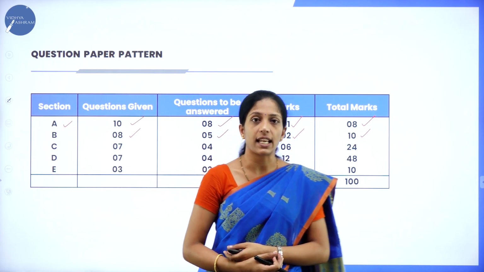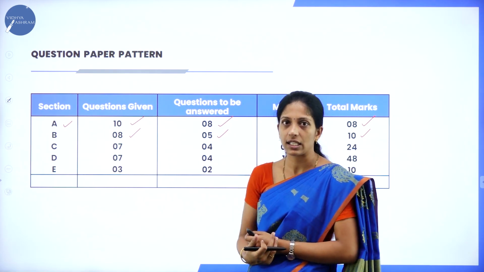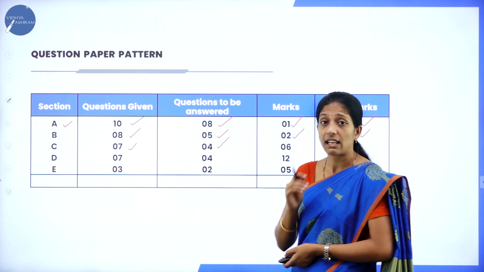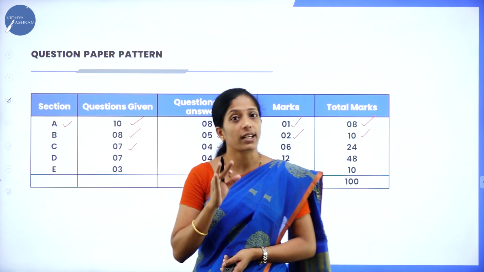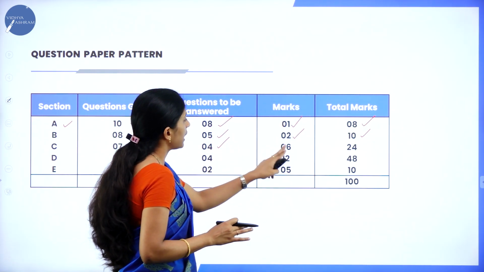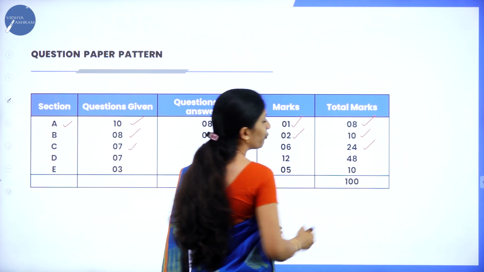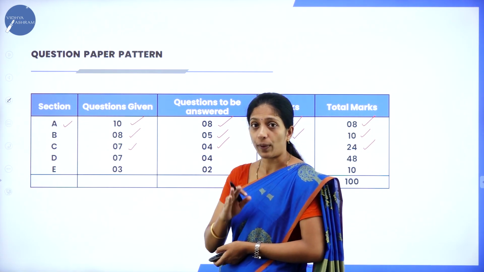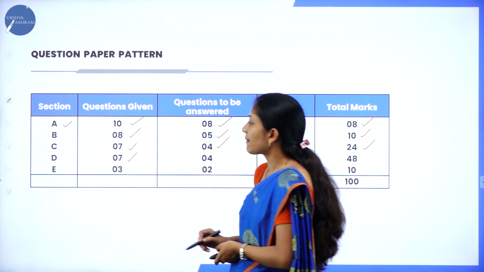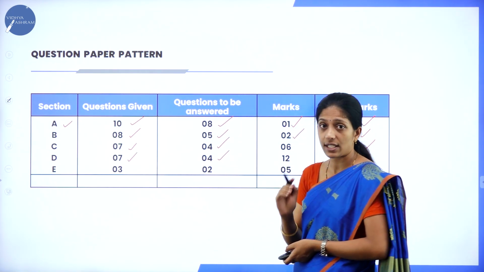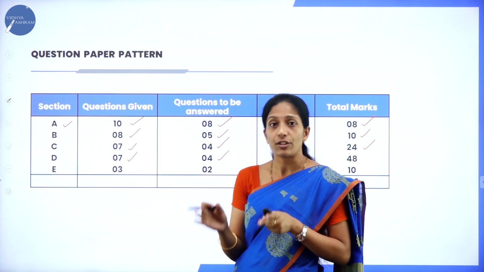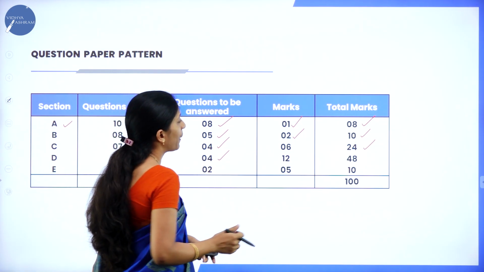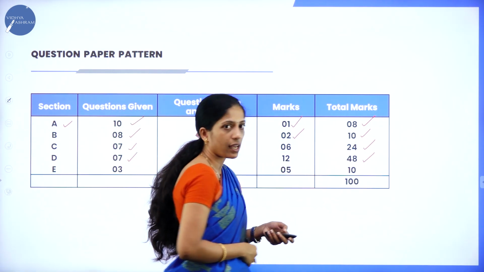Next, section C. So section C is for 6 marks, correct? Where they will ask you 7 questions, out of which you have to answer any 4, and each question carries 6 marks. So 4 into 6 will get 24. Next, coming to section D. Section D is for 12 marks, where they will ask you 7 questions, out of which you have to answer any 4. So 4 into 12, because section D is for 12 marks. So 4 into 12 will get 48.